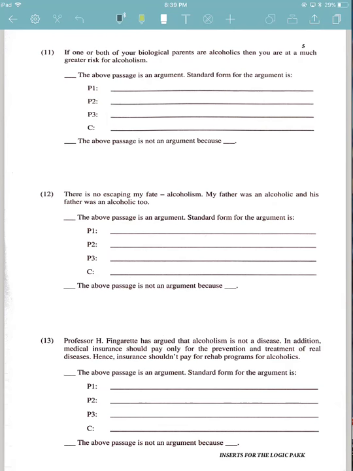Here's number 13. If we look right here, I have statement 1, and notice it says in addition, so that's most likely going to be a premise. Additions, then it should pay for prevention of refill. And then, of course, we have hence.